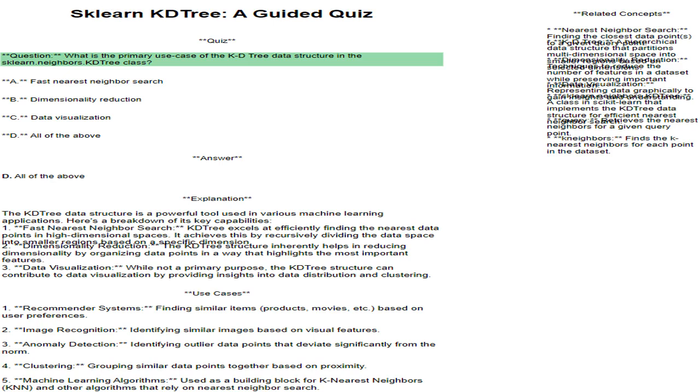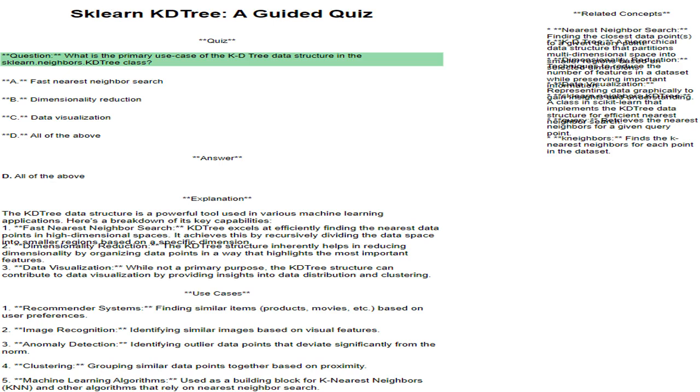What is the primary use case of the KD tree data structure in the sklearn neighbors KDTree class? A. Fast nearest neighbor search. B. Dimensionality reduction. C. Data visualization. D. All of the above. A. Fast nearest neighbor search.